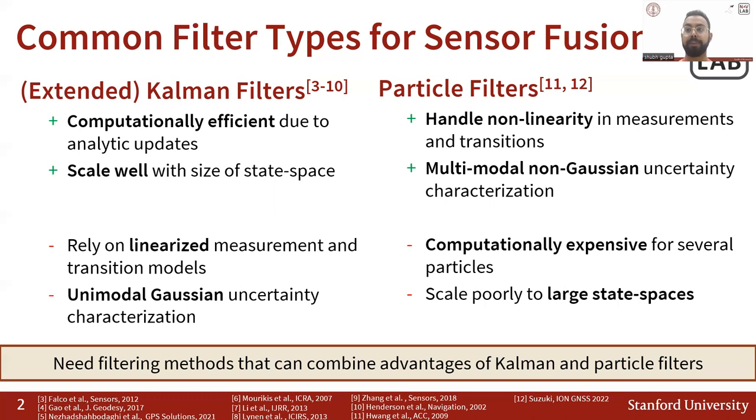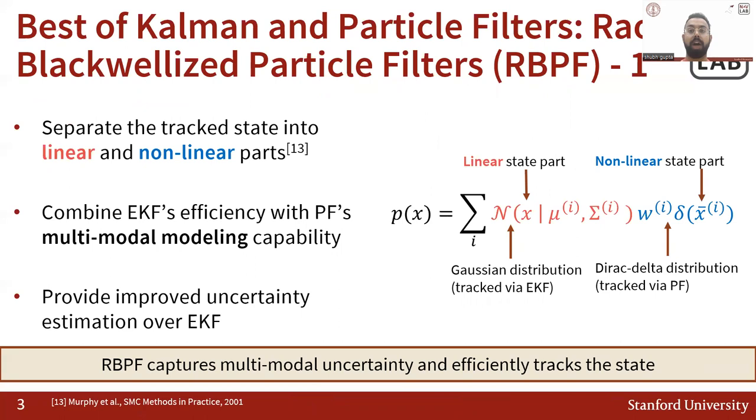Rao-Blackwellized particle filters, or RBPF, are one such type of filter that operates by separating the tracked state into linear and nonlinear parts. The linear part is tracked efficiently as a Gaussian distribution using an extended Kalman filter, while the nonlinear part is tracked using a particle filter to better model the uncertainty. Hence, Rao-Blackwellized particle filters combine an EKF's efficiency with a particle filter's multimodal modeling capability and provide improved uncertainty estimation over pure EKF.